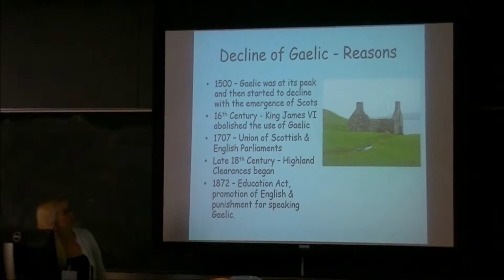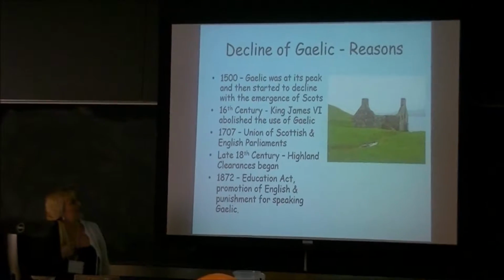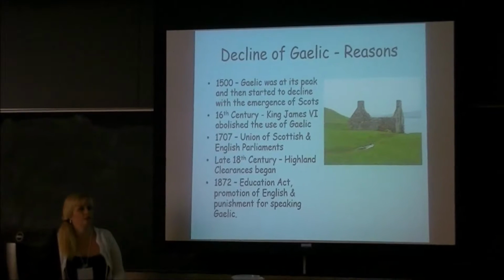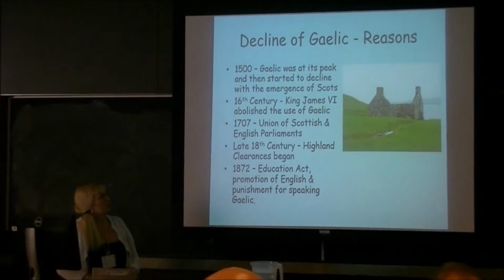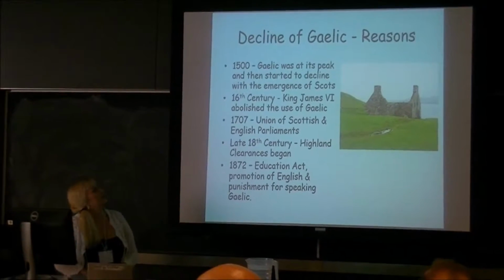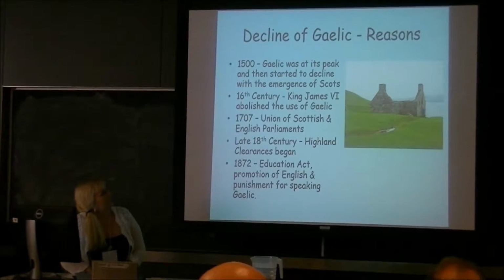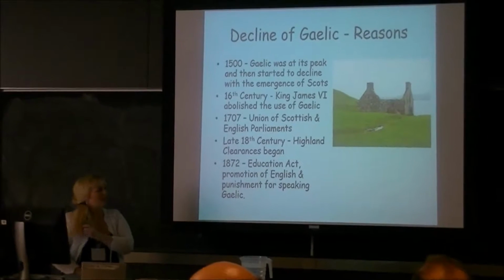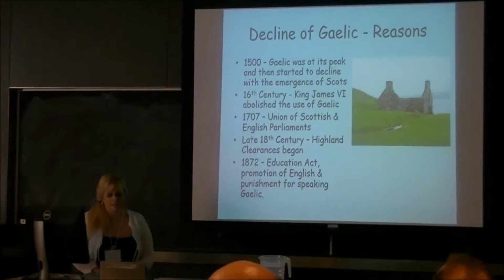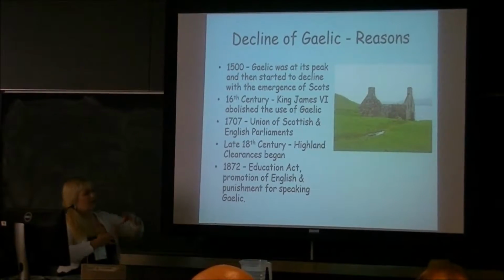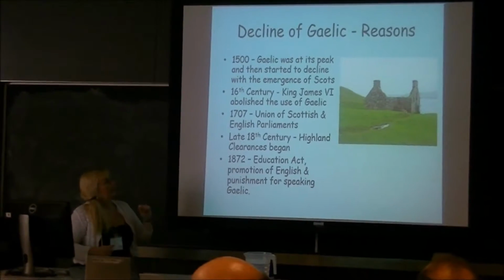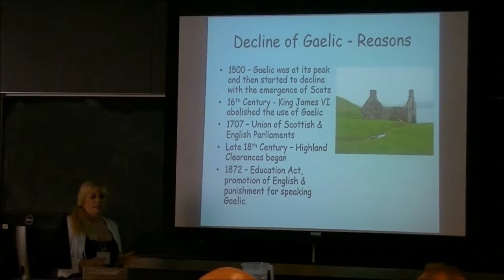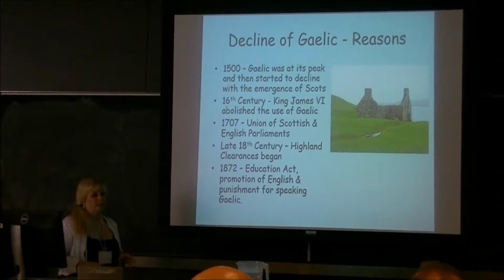So these are the reasons why it's declined so much. Going on to the research I did, the year 1500 was the peak of the Gaelic language, where it was spoken almost everywhere in Scotland. We then got a king, James VI, in the 16th century, who was very anti-Gaelic, and we had a division between the Highlands and the Lowlands of Scotland, and he was based in the Lowlands, and he wanted to eradicate Gaelic completely and replace it with English.